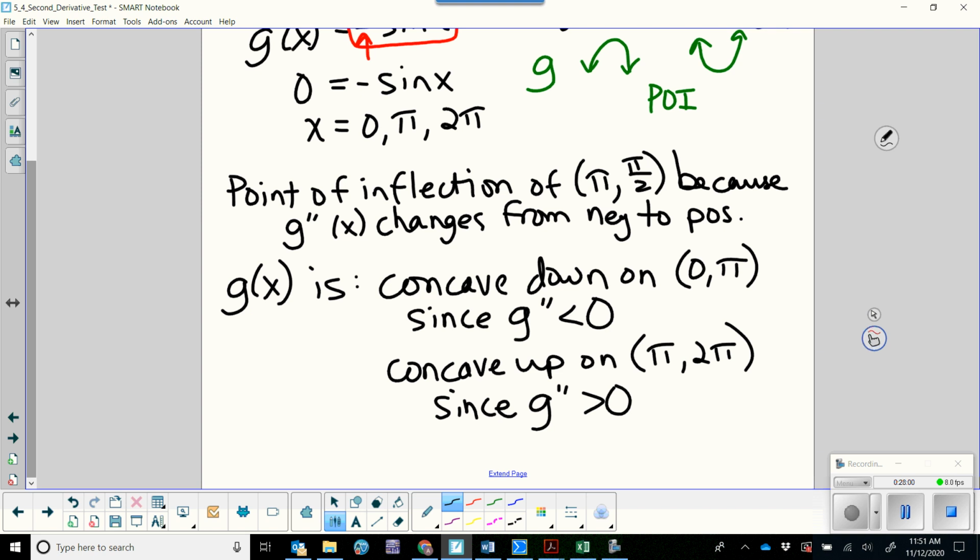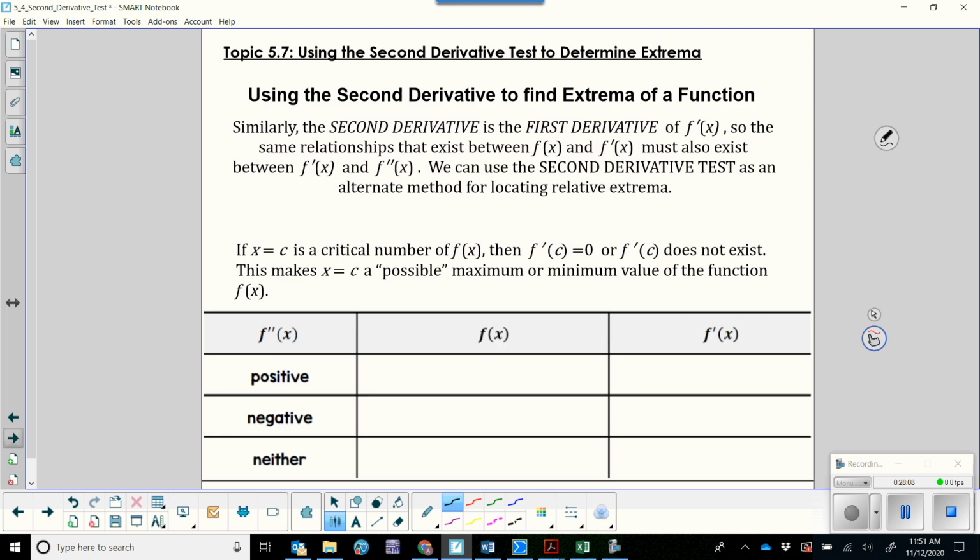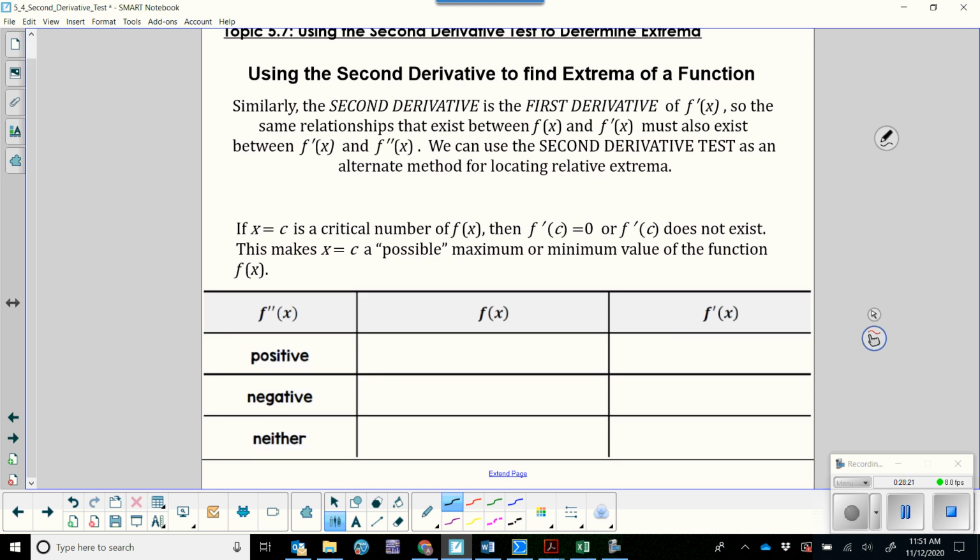Okay, so the other thing I want to look at just briefly on this video, and then we'll do the rest in class, is about what's called the second derivative test. The second derivative test is another way to determine whether you have a relative extrema anywhere. So if f double prime is positive, then we know that f would be concave up. That's what we just learned.